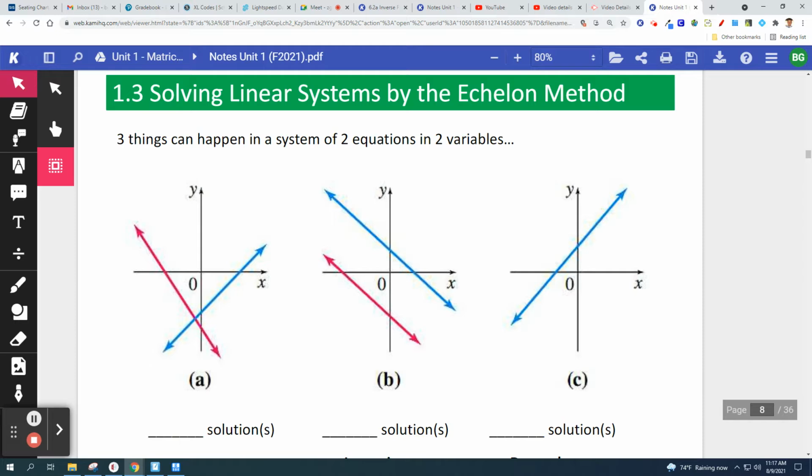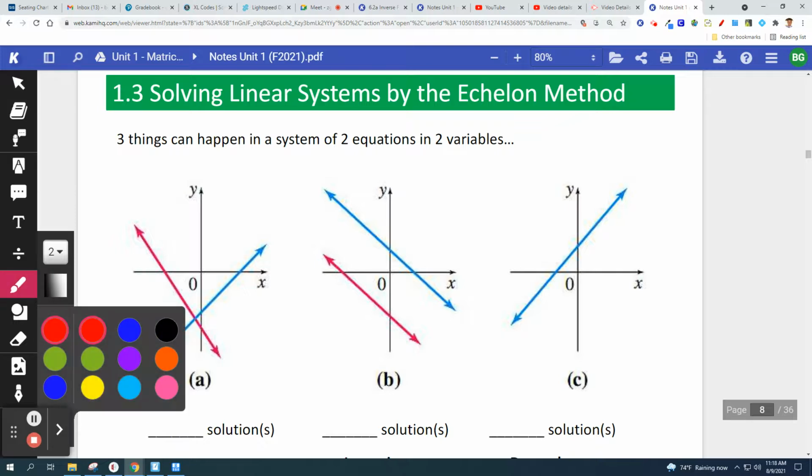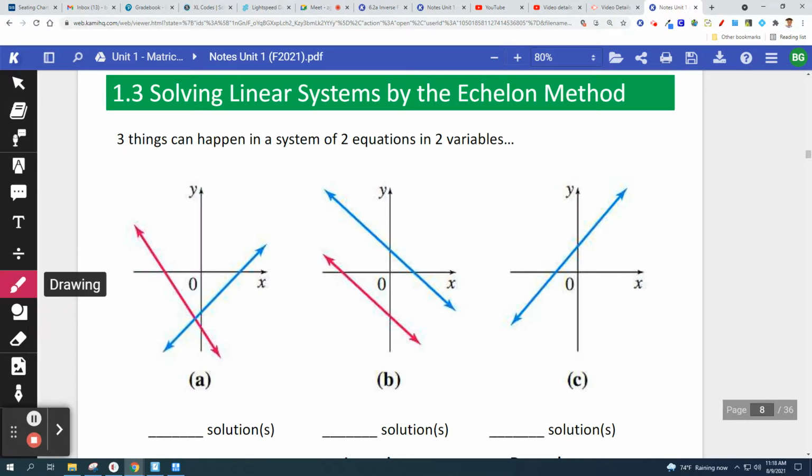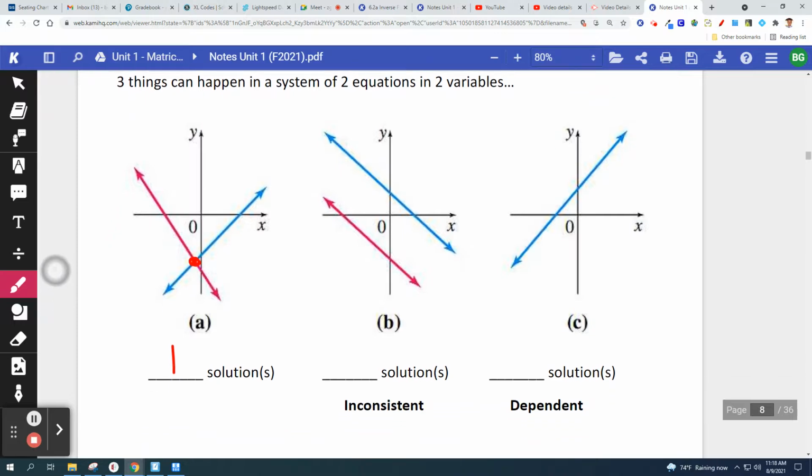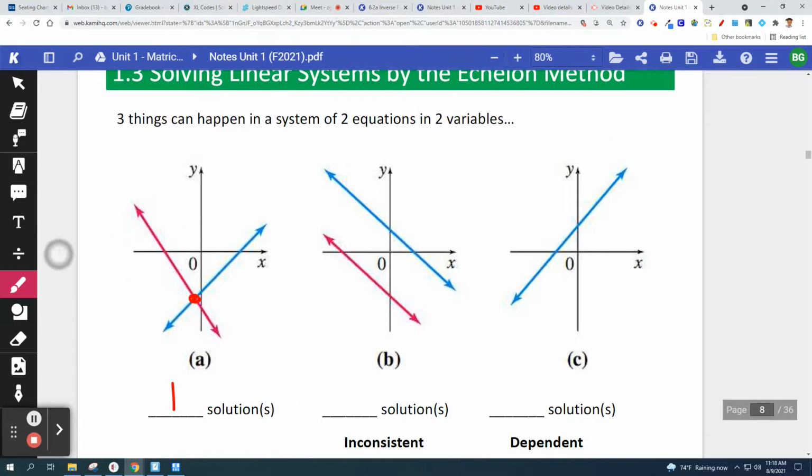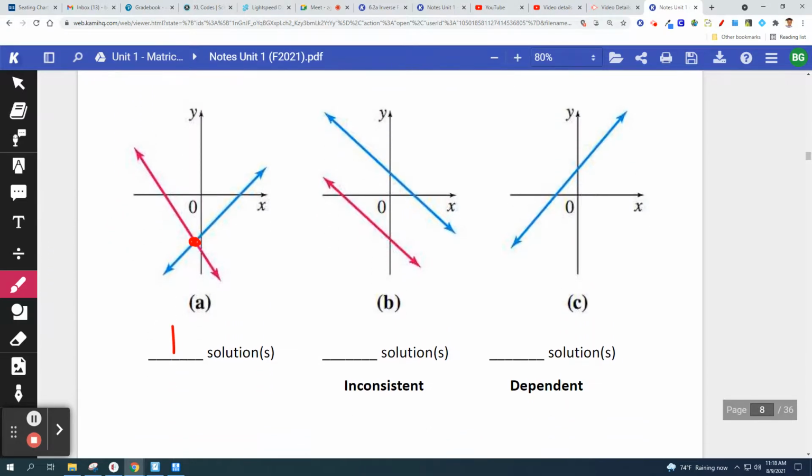1.3, solving linear systems by the Echelon method. We know from Algebra 1 class that 3 things can happen in a system of 2 equations with 2 variables. The lines might cross in a single point, in which case you'd have one solution. That's what seems to happen the most. We've seen if you get parallel lines, that means no solution.